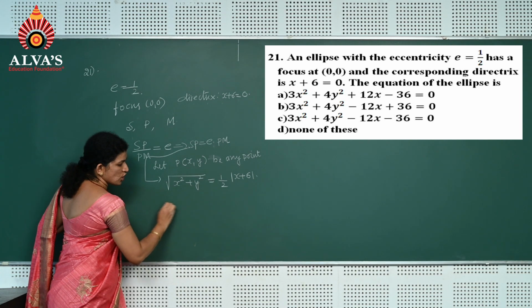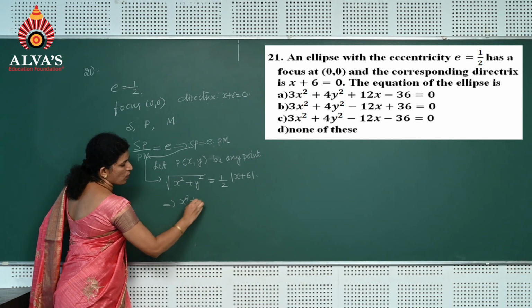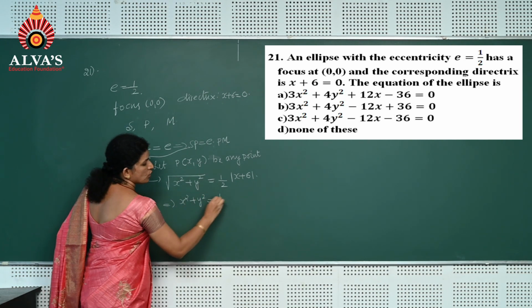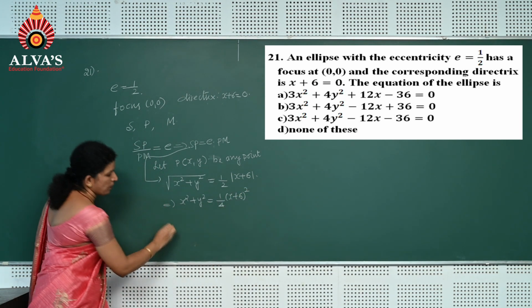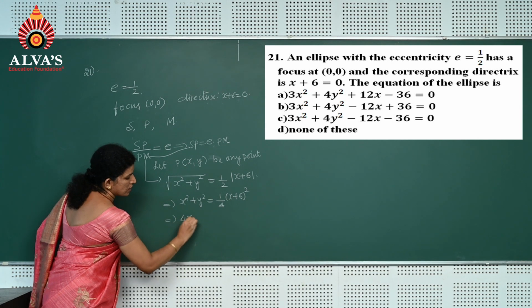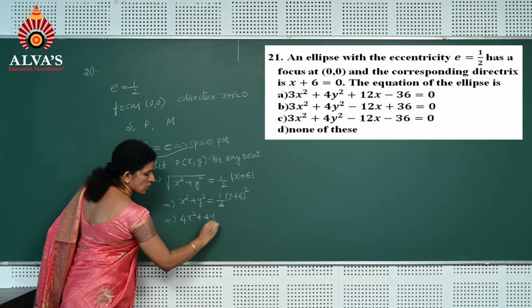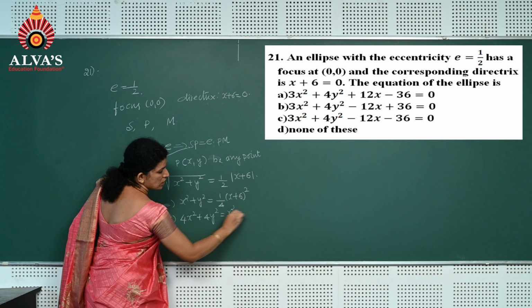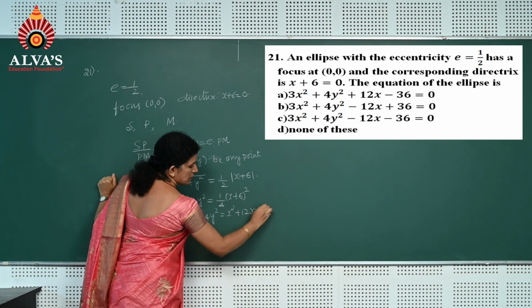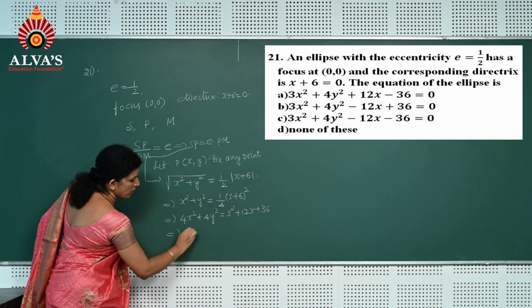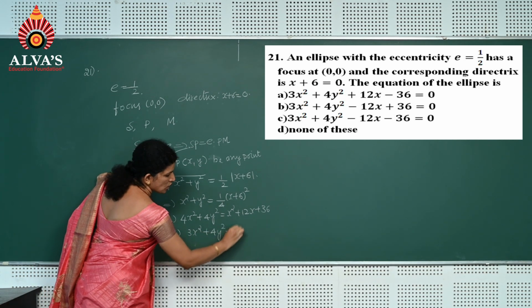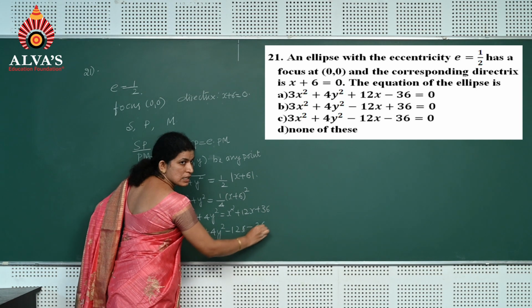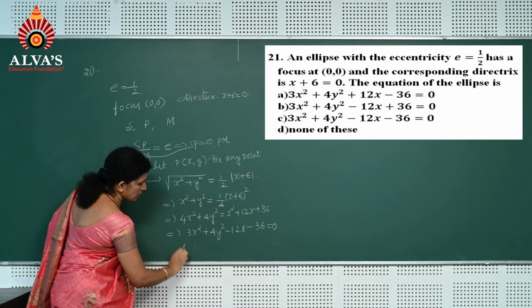So eliminating the square root, x square plus y square equal to 1 by 4 into (x plus 6) whole square, that is 4x square plus 4y square equal to x square plus 12x plus 36. Simplify this, it is 3x square plus 4y square minus 12x minus 36 equal to 0. So the answer is C.